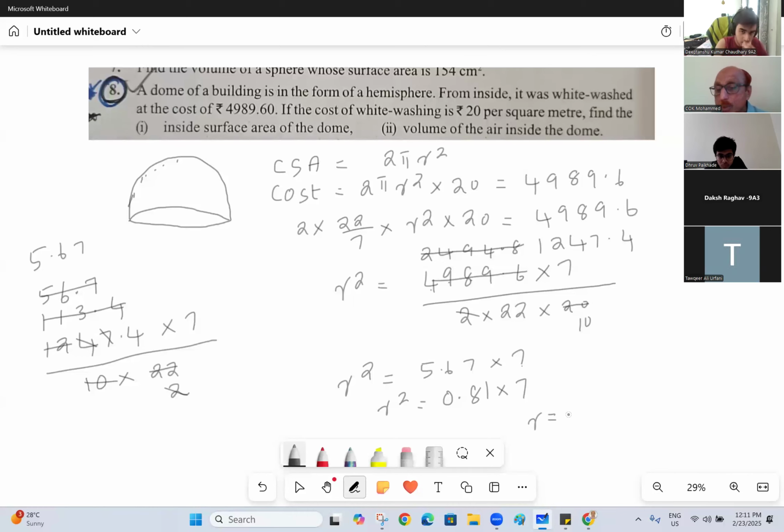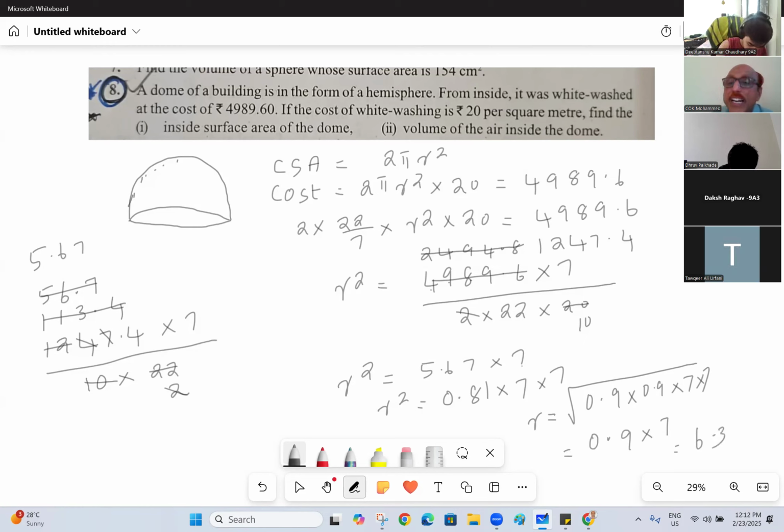R is equal to root of 81. I will write 0.9 into 0.9, 0.81 into one more 7, 7 into 1, 7 is also there, into 7 into 7. You understood? This I take 0.81 into 7, this 7. R is equal to 0.9 into 7, that is 6.3. I got, understood? First you find out this one.